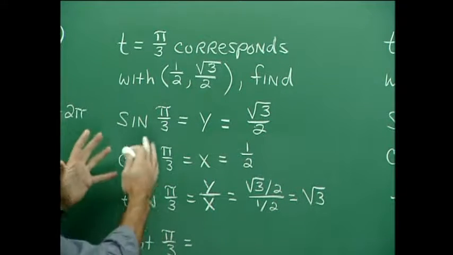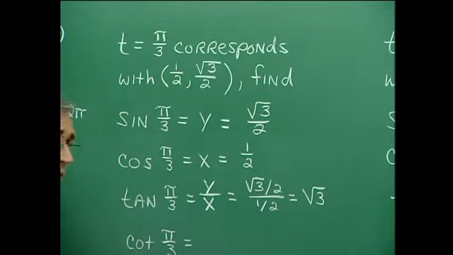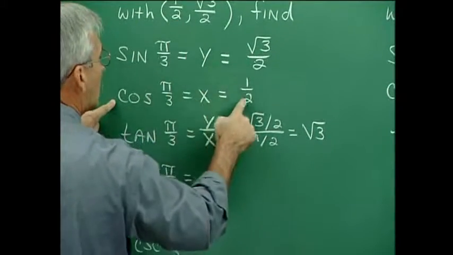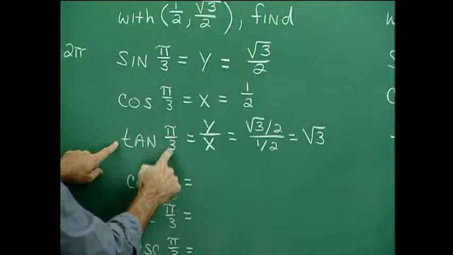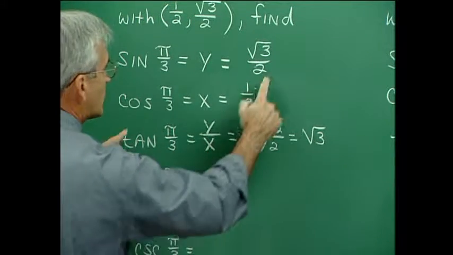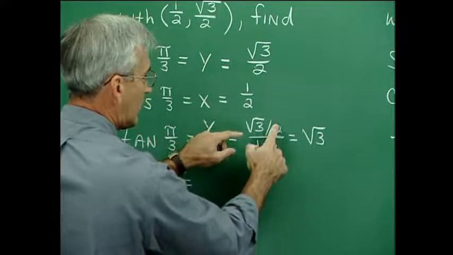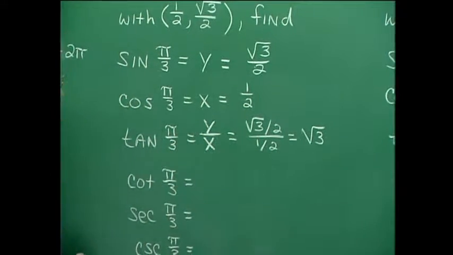And in a similar way, all the rest of the trig functions fall out. We have the cosine of that real number is x. The x component is 1/2. The tangent of that real number is y over x, so that's this fraction over that one. And now cleaning this up a little bit, the 2's go out and we have the square root of 3.